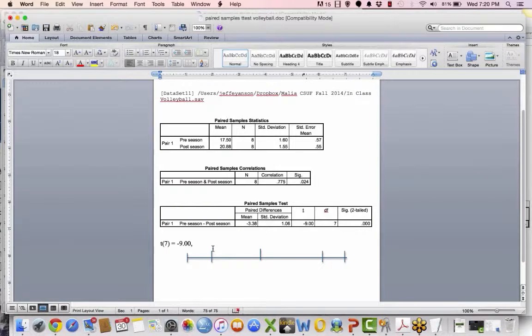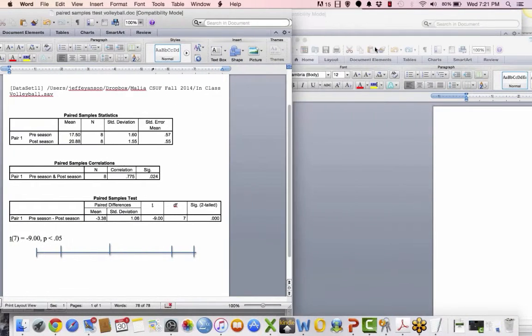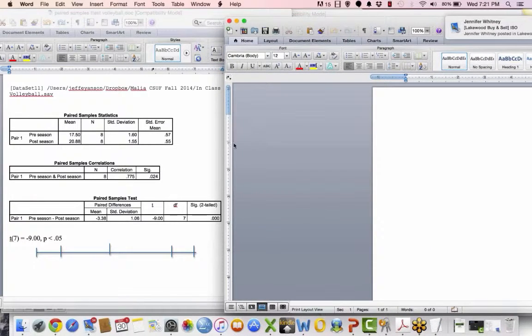Okay, and then comma, and we see that the significance right here is .000, so it will be p is less than .05. That's the whole statement that you need to write out in your paper. Okay, so I'm going to open up a new document, and I'm going to show you how you take the numbers and how easy it is to write this up just as you did before.